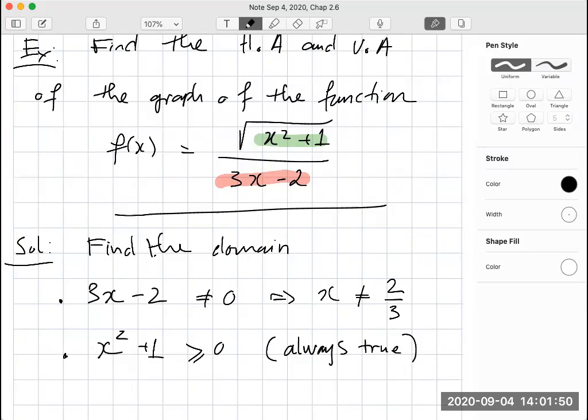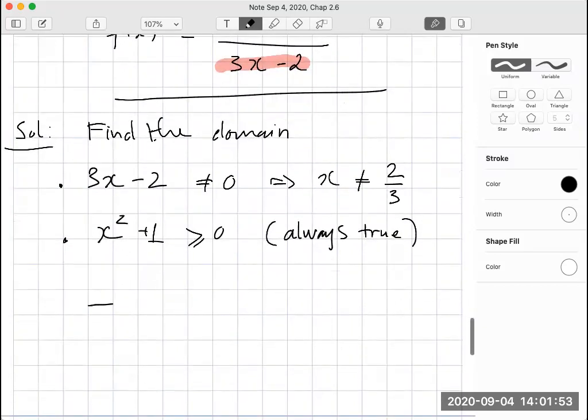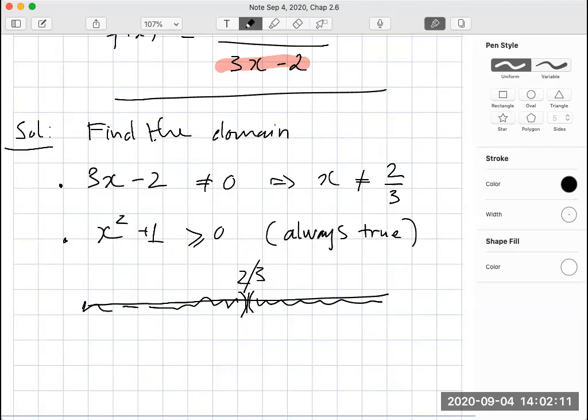So finally, our domain will be the real line, excluding 2/3. We are allowed to take any value smaller than 2/3 or larger than 2/3. So we can write it in interval terms. The domain will be from negative infinity to 2/3, union with 2/3 to infinity, right? This is our domain.